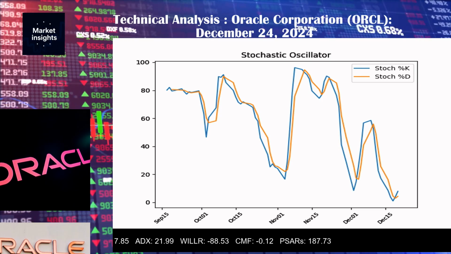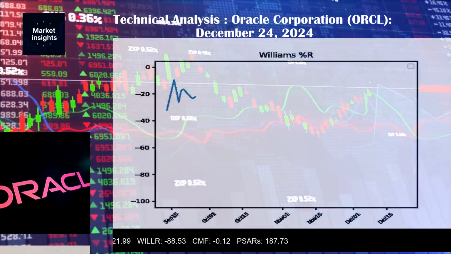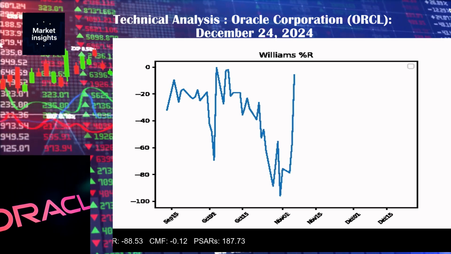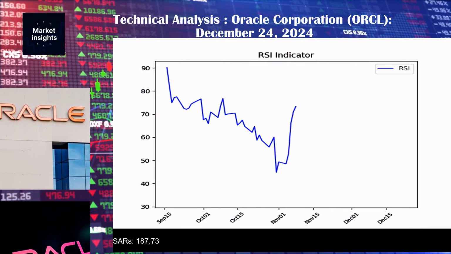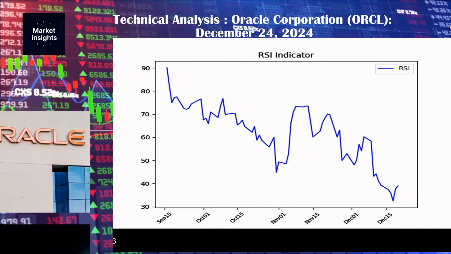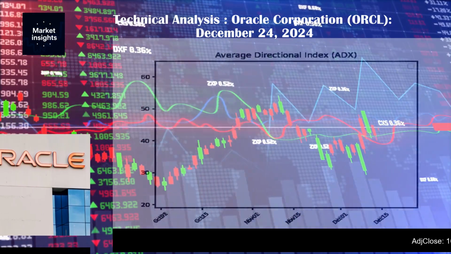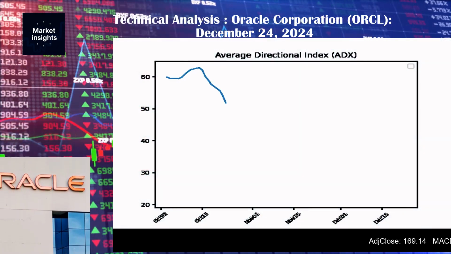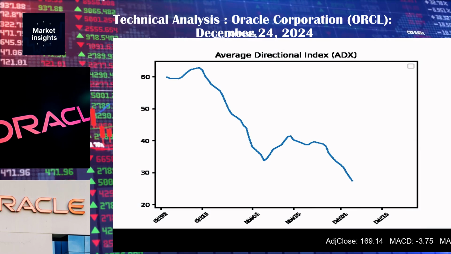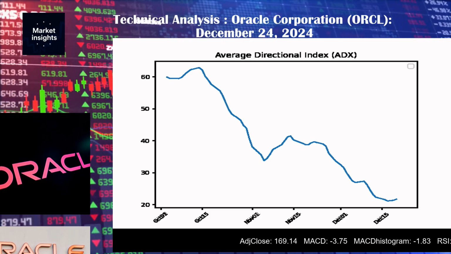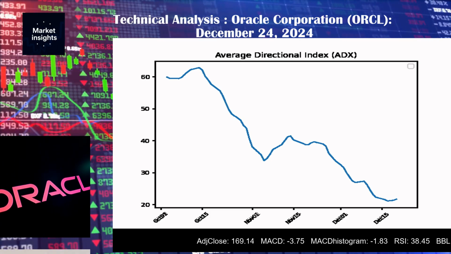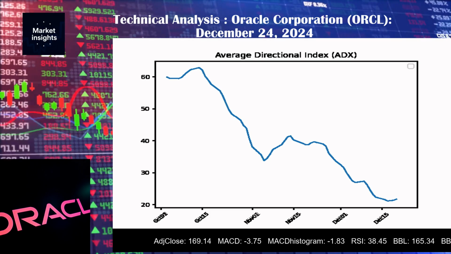Indeed, both K and D lines are below 20, suggesting a potential short-term reversal. The Williams %R chart further confirms this oversold condition. Absolutely, it's hovering below -80, aligning with the oversold signals from RSI and stochastic oscillator. The ADX chart shows a weakening trend. The declining ADX indicates that the previous uptrend is losing steam, consistent with the observed price correction.